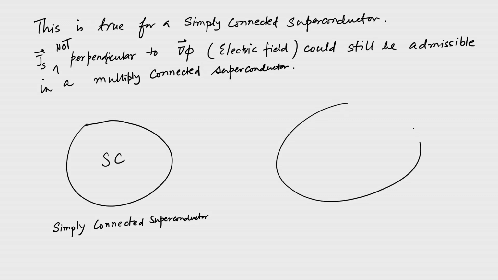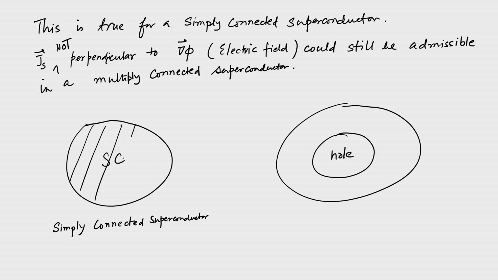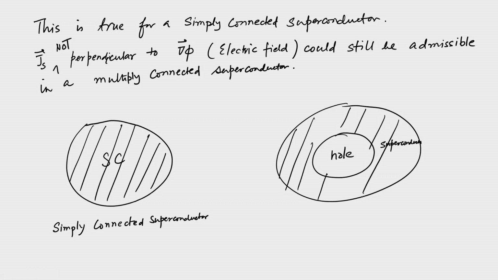And there is a hole there. So, this region where I write hole is not superconducting. I put a thatched area to denote that it is superconducting. So, this area is superconducting, and the hole area is not. This is anything other than superconducting. So, this is called a multiply connected superconductor.